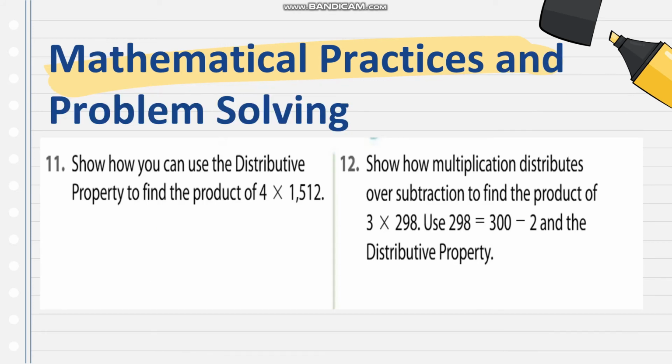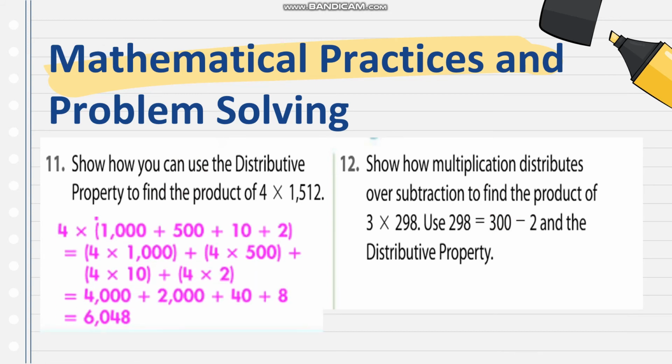Let's answer the mathematical practices and problem solving. Number 11. Show how you can use the distributive property to find the product of 4 multiplied by 1512. So the answer is 4 multiplied by, you need to break 1512 into 1500 plus 12. Then multiply 4 multiplied by 1000, 4 multiplied by 500, 4 multiplied by 10, and 4 multiplied by 2.